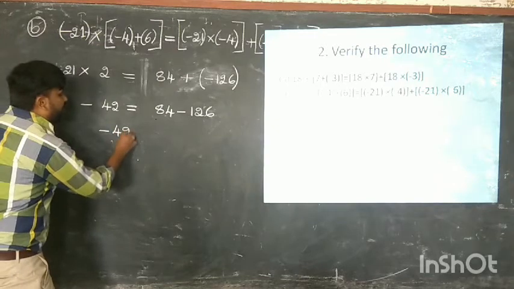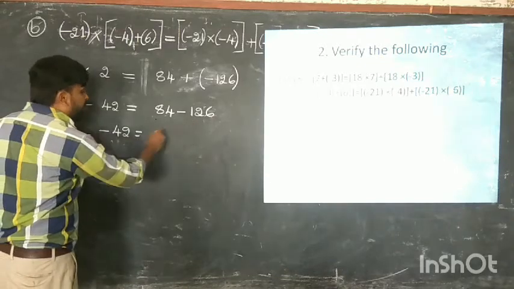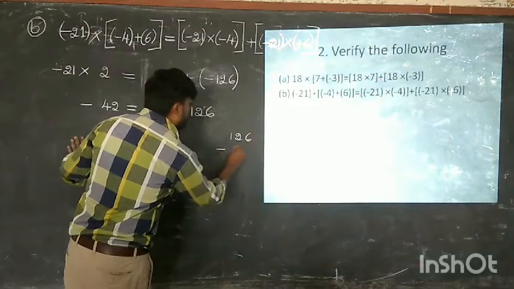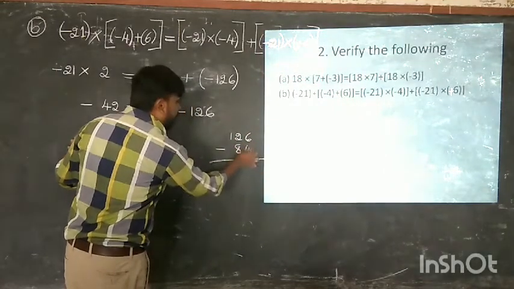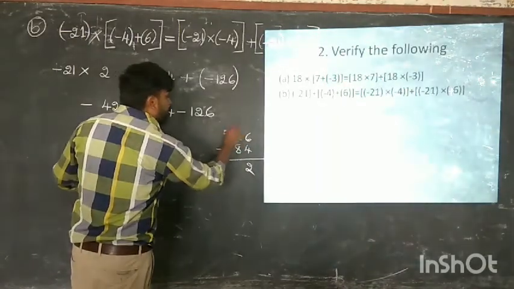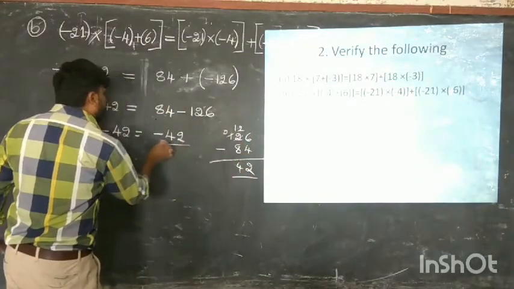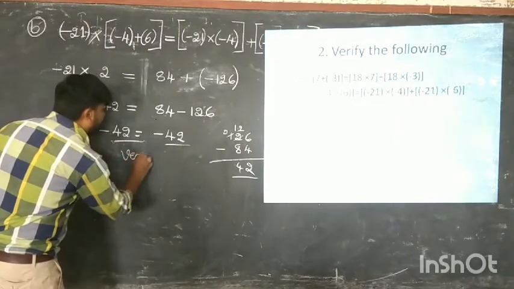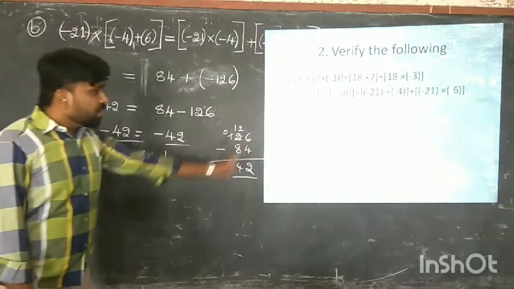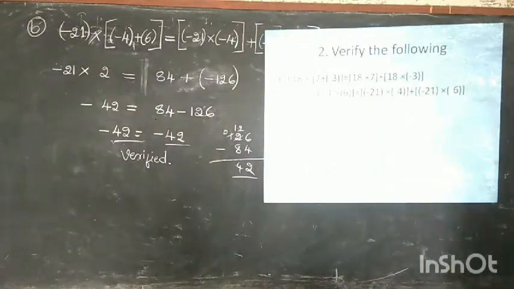Minus 126 plus 84. Different symbols, we have to subtract. Bigger number is minus 126. Answer comes in minus. Therefore, 126 minus 84. 6 minus 4, it is 2. Again, we borrow from the next number, it becomes 0. 12 minus 8, it is 4. Answer is minus 42. Clear? I made two typing mistakes. It is multiplication. This one is plus 6.